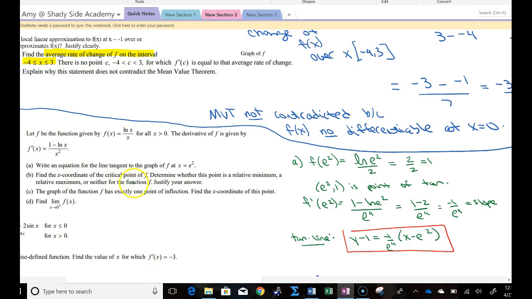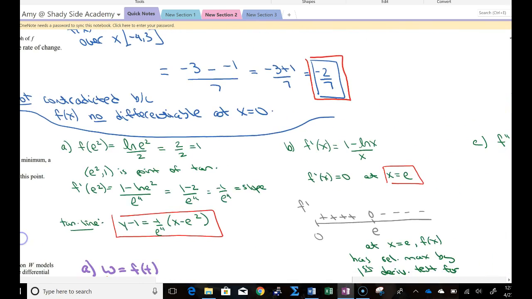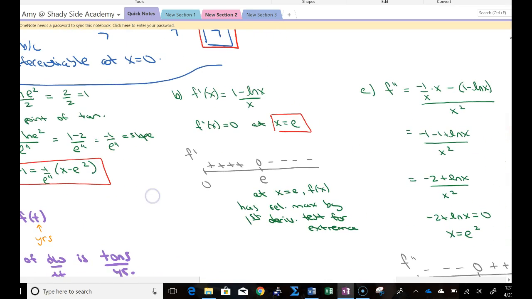Find the x coordinate of the critical point of f. Determine whether this is a relative min or relative max. This is one that I know you had in the recent assessment. Here's f prime. There is a point of non-differentiability at x equals 0, but x equals 0 is not in the domain. The numerator here will equal 0 at x equals e.